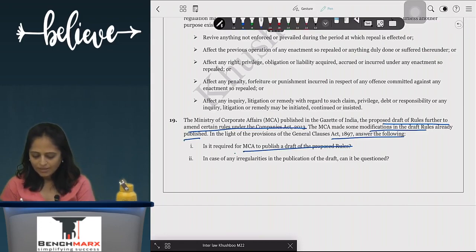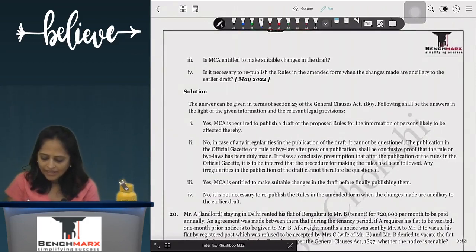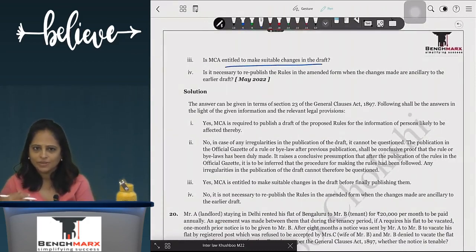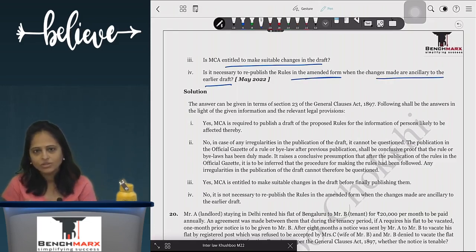In case of irregularities in publication, can it be questioned? ऐसा कोई provision नहीं दिया है. Is MCA entitled to make suitable changes? Yes, person who can issue can amend it, delete it, whatever they want to do, they can do it. Is it necessary to republish the rules in the amended form when the changes made are ancillary to the earlier draft? Yes.